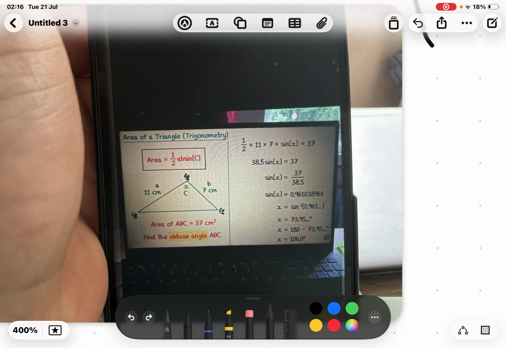So again, we're given the full area and we're trying to find the obtuse angle. And what it means by obtuse, let's find out. What does obtuse angle mean?